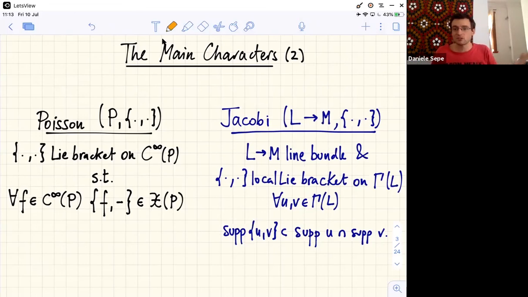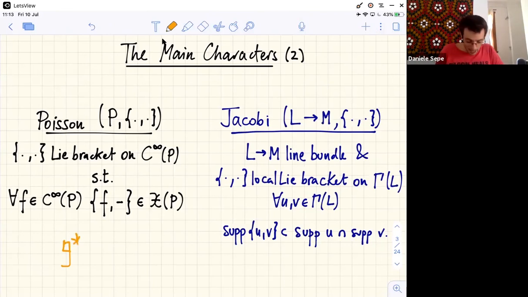A Poisson manifold is a manifold together with a Lie bracket on the space of smooth functions, such that contracting in the first component with a function gives me a derivation, gives me a vector field. Okay? And my favorite and your favorite example of a Poisson manifold for the purposes of this talk is this guy.